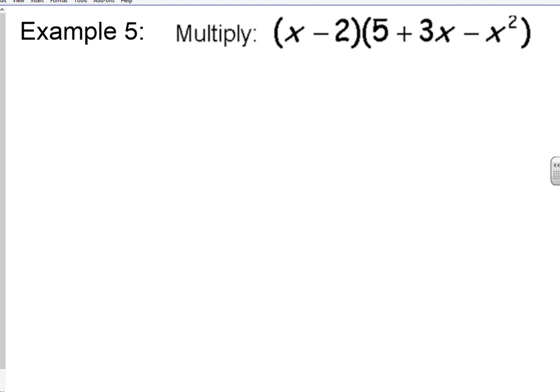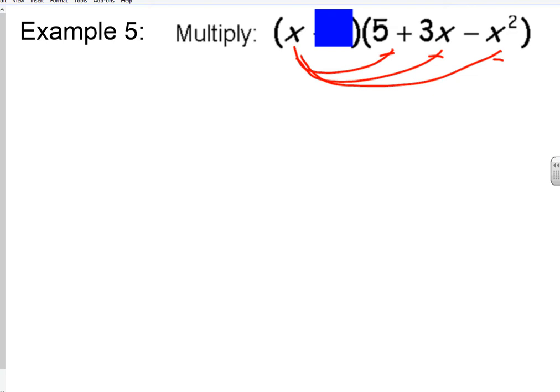So we're going to talk about example 5. What you might notice is the difference is I now have 3 terms over here. But the process is still the same. I'm going to go ahead and look at the first parentheses, cover up the other term, distribute the x. X times 5 is 5x. X times 3x is 3x squared. Remember, we're multiplying, so we add the exponents. X times negative x squared is negative x to the 3rd power.